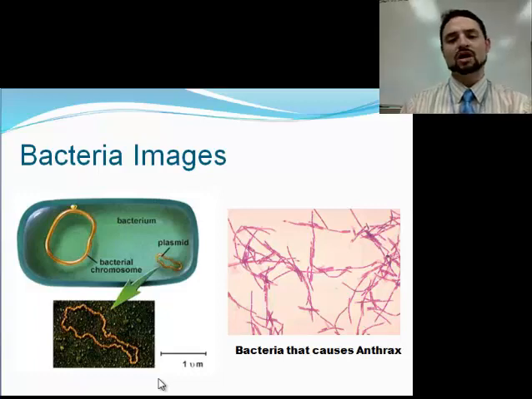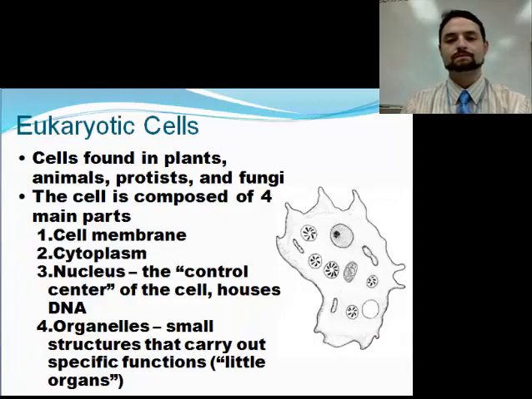Here we have an image of some bacteria. Of course, here you can see a microscopic image of the plasmid, which is an extra piece of DNA that the bacteria has. Here's the circular DNA that's inside the bacteria. Notice that it does not have any membrane-bound organelles in there. It will have ribosomes, but ribosomes are not membrane-bound. Here's a picture of what some look like under a microscope, and you can see the particular shape of this one. This is the bacteria that causes anthrax.